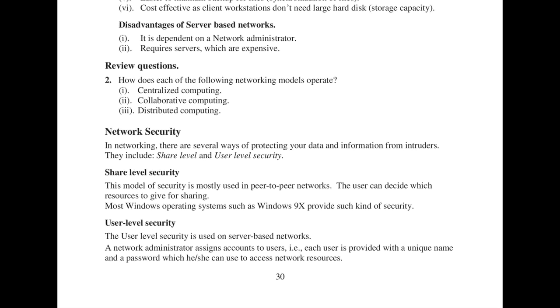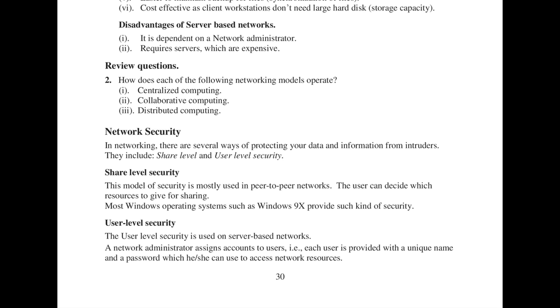Then guys, we have network security levels. In networking, there are several ways of protecting your data and information from intruders. They include share level and user level security. Share level security. This model of security is mostly used in peer-to-peer networks. Remember, we have said peer-to-peer means that all machines act as a client and a server at the same time. The user can decide which resources to give for sharing. Most Windows operating systems such as Windows 9X provide such kind of security.